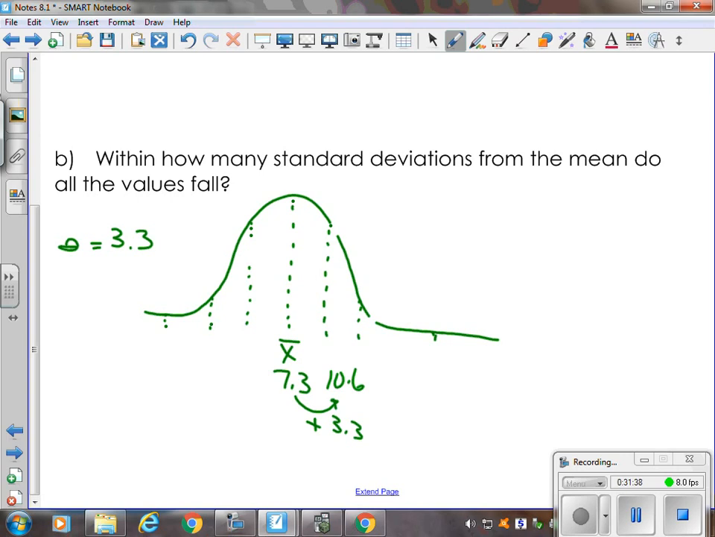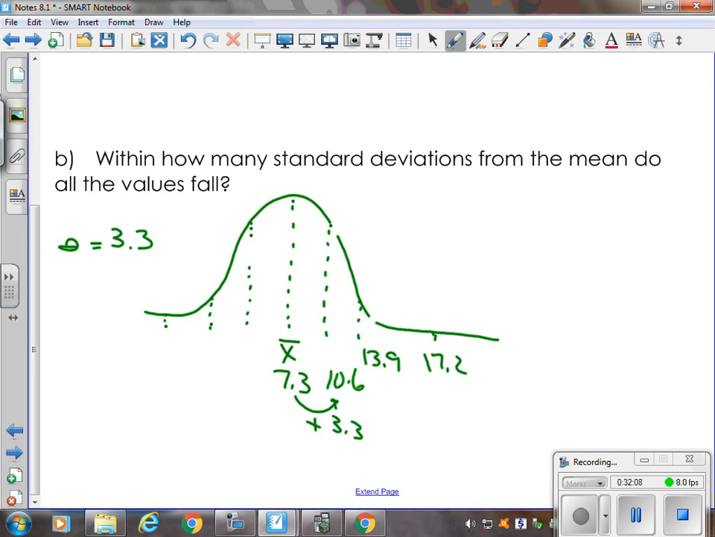I'll keep adding 3.3. So then when I add 3.3 again, this line is going to be 13.9. Does that make sense? And then if I add 3.3 again, then I'm going to have 17 points. Check me on that one. 17.2, am I right? Okay.